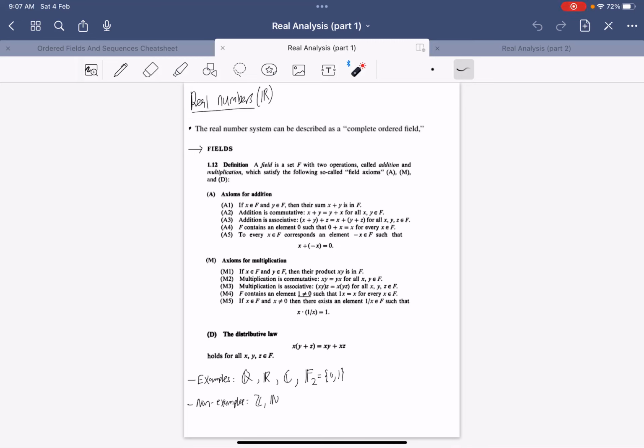Hi! In this series, I'll be going through a basic course on real analysis and maybe supplement your understanding about what real analysis is. So before we can talk about real analysis and analysis in general, let's talk about the real numbers since that's what we'll be studying. The real numbers can be described as a complete ordered field, and we'll go into what this complete ordered field means.